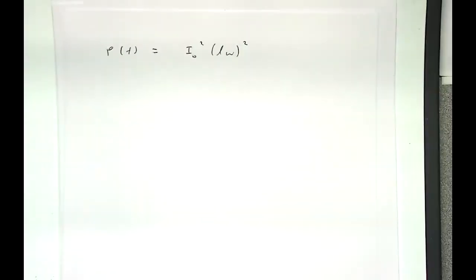So we had a formula. We said the power, the instantaneous power, as a function of time. We had this I naught squared, and we had L omega squared as well. So there's I naught squared, L squared, omega squared. I do apologise. Zoom that out. There we are. That's better.